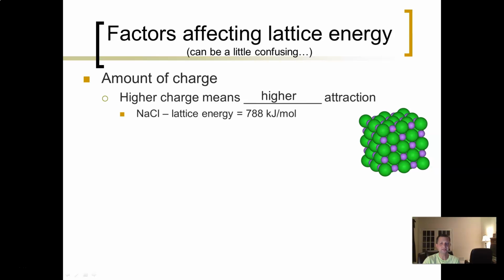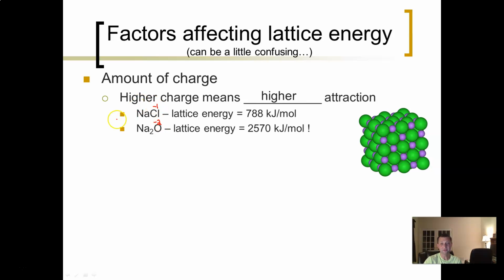NaCl, the lattice energy is 788. Na2O, so we have Na is +1, right? Cl is a -1. O is a -2. Okay? Big time difference in lattice energy. Look at that. Because the Na is a +1 and the O is a -2, there's an opposites attract, right? There's so much more attraction between a -1 and a -2 compared to a -1 with another -1.